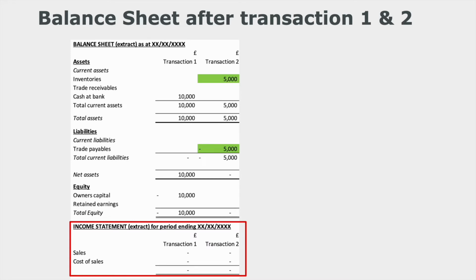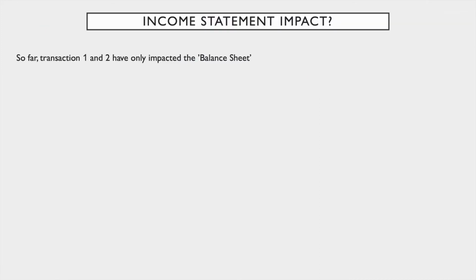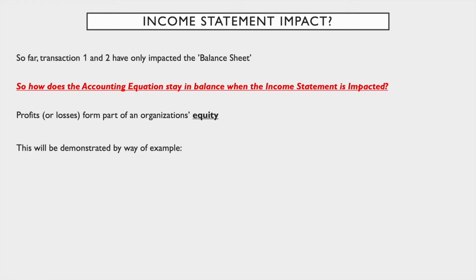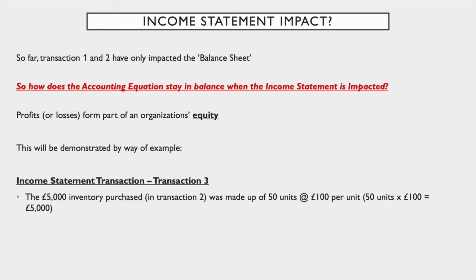So in transaction 3, we're going to demonstrate how the accounting equation is impacted when a transaction does impact the income statement. As I said, transactions 1 and 2 have impacted the balance sheet only. So how does the accounting equation stay in balance when the income statement is impacted? Profits or losses form part of an organization's equity, the equity component of the accounting equation. So we'll demonstrate this by way of an example.